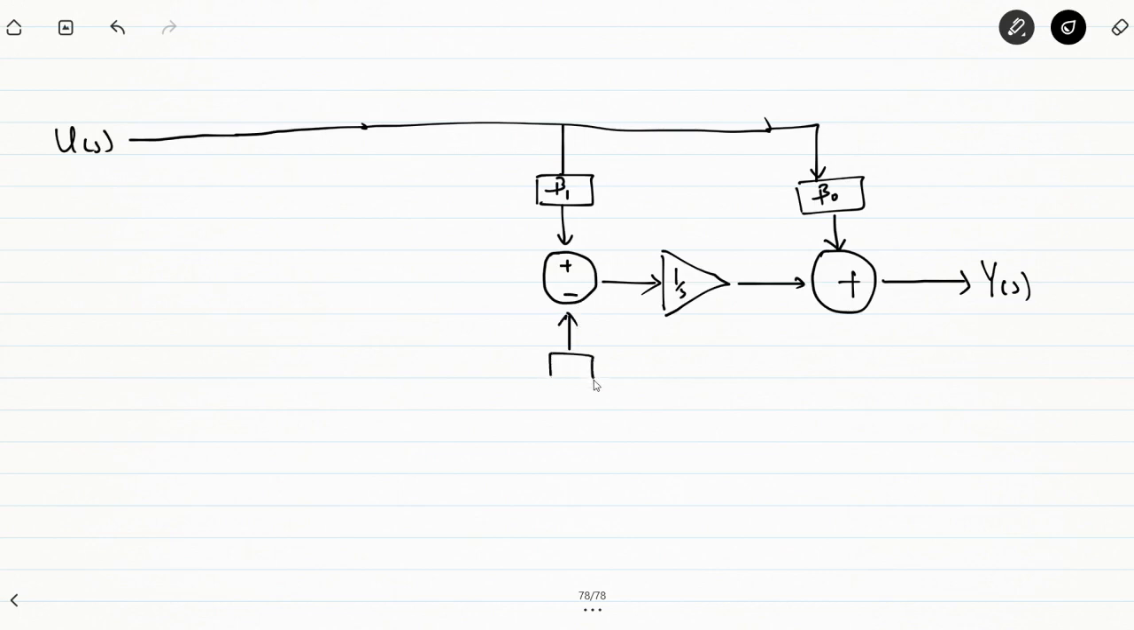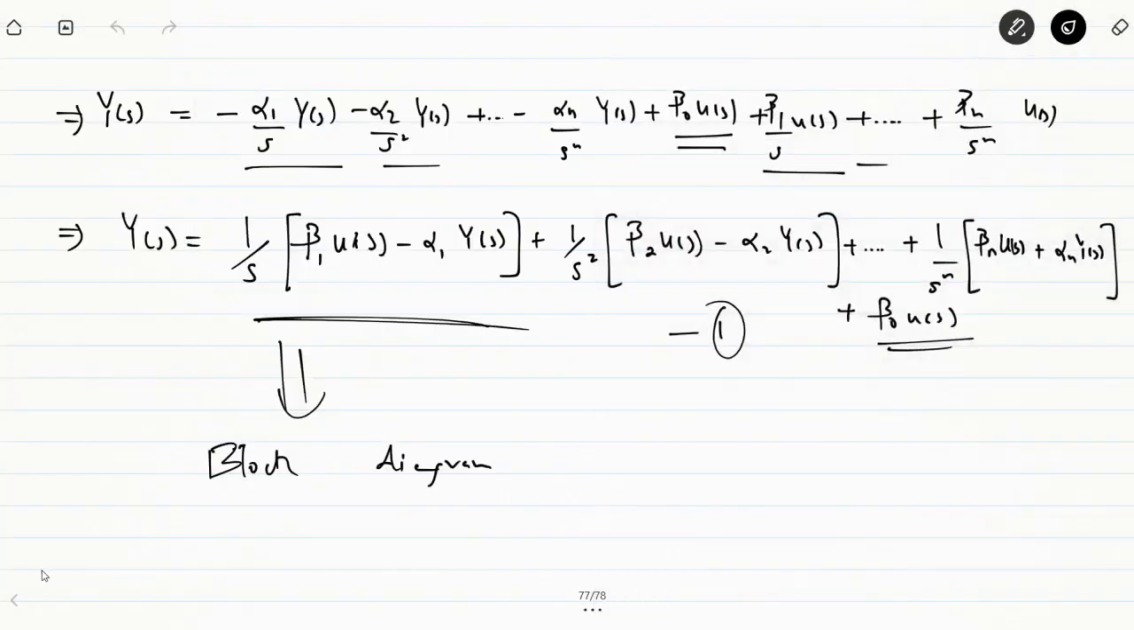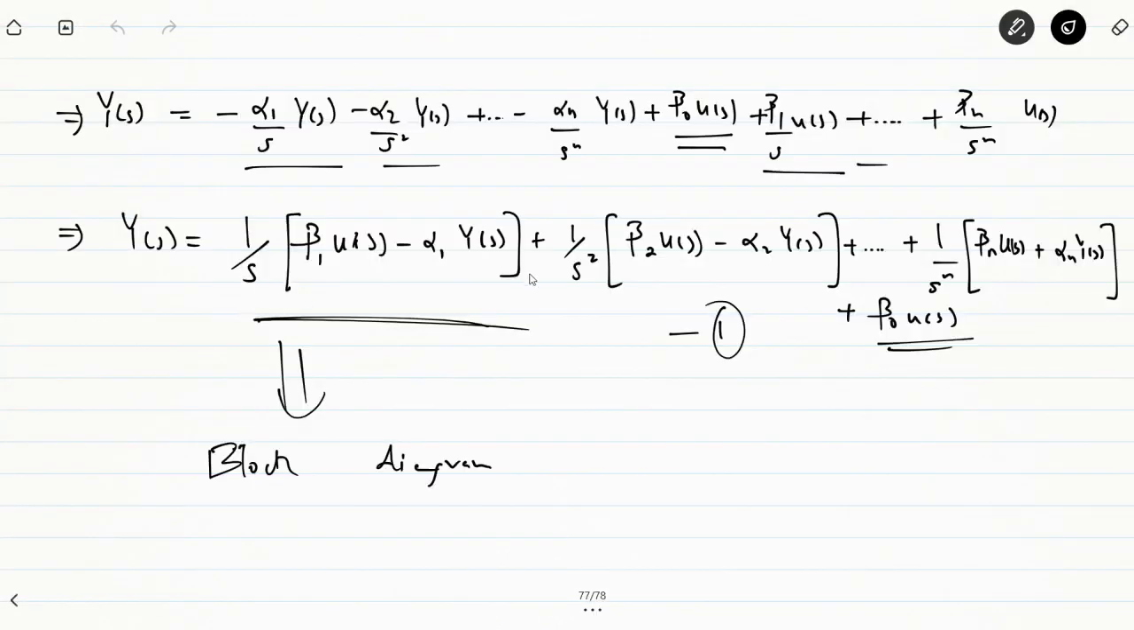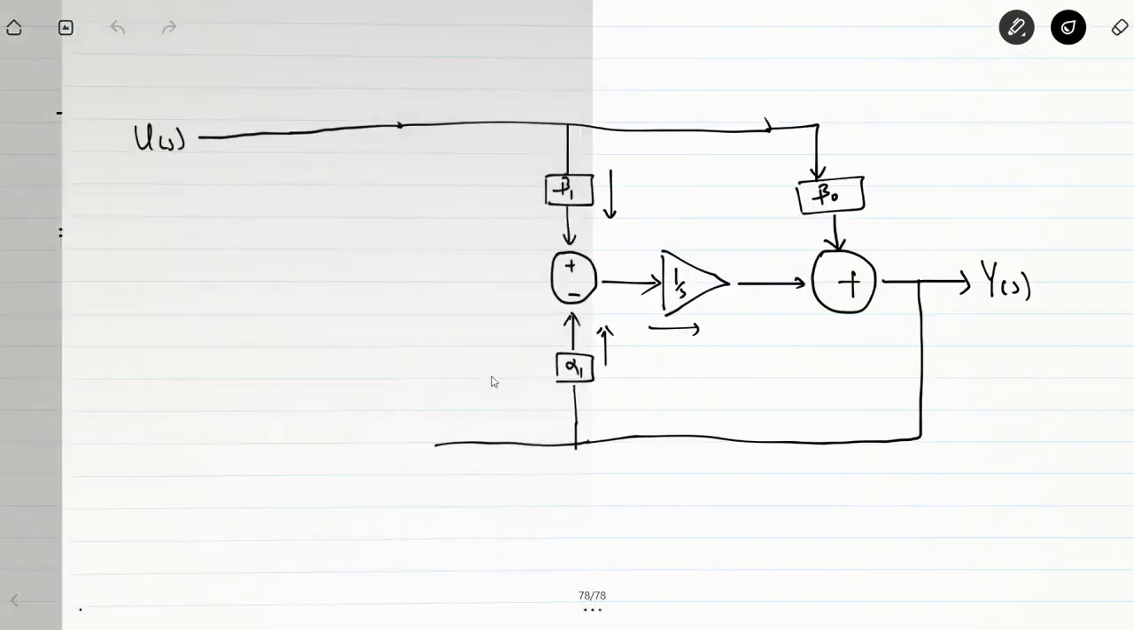Minus alpha 1, and ys is actually our output of the system. तो यहाँ से बीटा 1 us आ रहा है ऊपर से, यहाँ से माइनस अल्फा 1 ys is passing through 1 by s, that means this becomes 1 by s times बीटा 1 us minus अल्फा 1 ys. उसके बाद जो हमारी टर्म है that is 1 by s square times बीटा 2 us minus अल्फा 2 ys.